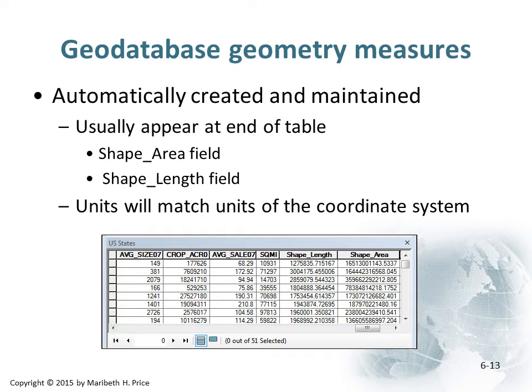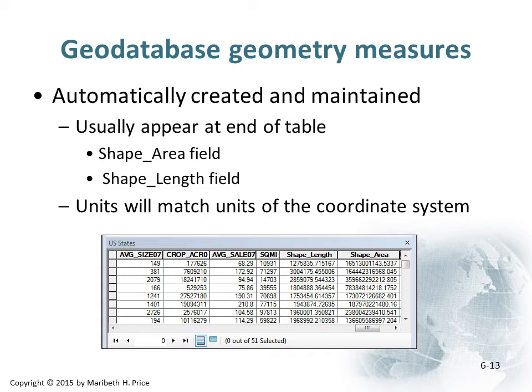Geometry is also important. Now, in a geodatabase, certain geometry measures are automatically created and maintained, and they're the ones that appear at the end of the table, and they are called shape_area and shape_length. Now, here's the important thing to remember. Only in a feature class or a feature in a geodatabase are those two fields automatically updated. If those fields at the end of the table are not called shape_area and shape_length, they're not updated.